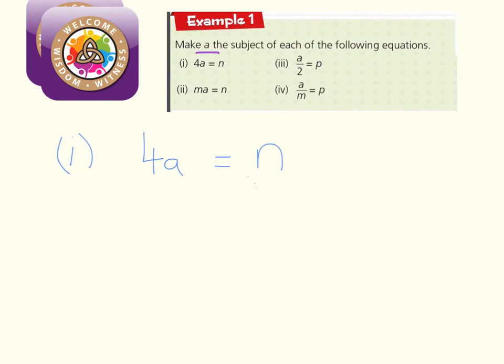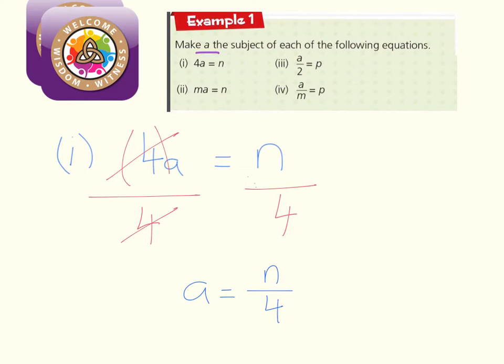So this is nice and easy in the sense that A is already the subject, but we're asked to get A, not 4A, so we need to get rid of the 4. By now, hopefully we realise that 4A really means 4 multiplied by A. So the only way I can get rid of a 4A is if I divide by 4, and what I do to one side I must also do to the other. And so my multiplied by 4 and my divide by 4 will cancel, and I will be left with A equals N divided by 4.